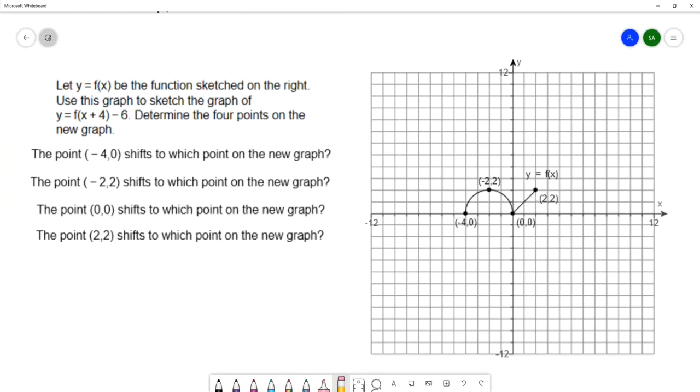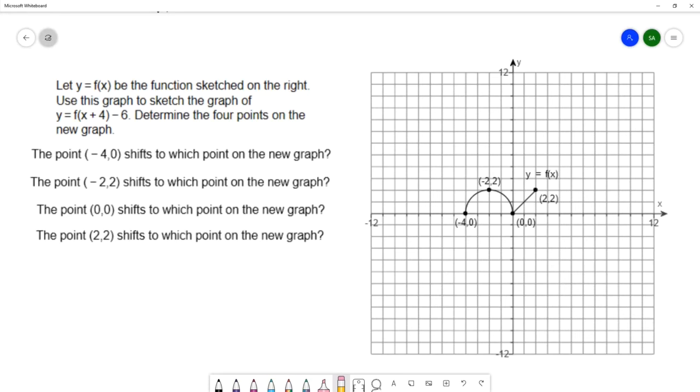-4, 0, -2, 2, 0, 0, and 2, 2. And these questions ask us to find the location of this point on our new graph. And once we find the location of these points on our new graph, we'll be able to sketch our new graph.